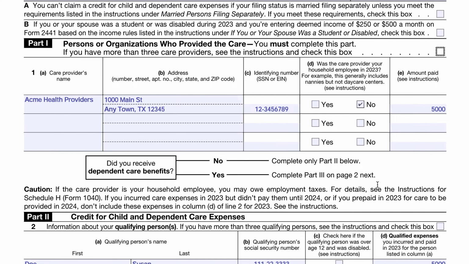And then in the further instructions, they indicate that you would include amounts that your employer paid to a third party on your behalf. It doesn't matter when you incur the expenses.